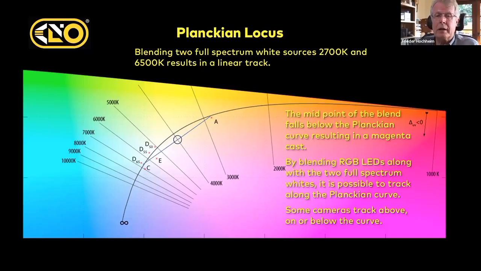But then we noticed that some cameras, as we showed you earlier, see LED, Kelvin, white point a little differently. So depending on the camera, you could actually be right on the mark if you're on the Planckian curve. Some cameras we noted track slightly above and some track slightly below. So this created a bit of a conundrum.